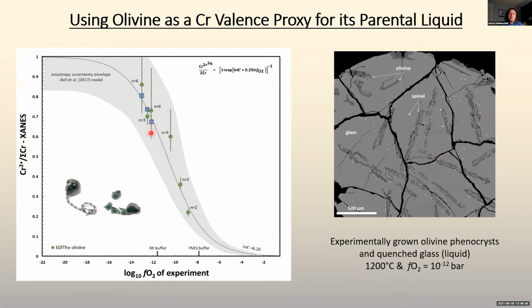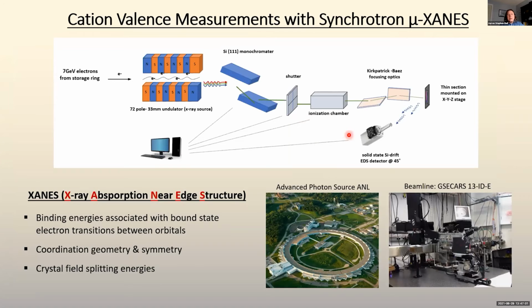And so you notice the experimental data only goes to the IW buffer. Essentially beyond this is where the melts begin to have ferric iron. And so if we were to measure chromium valence in the melt at those fO2s, we wouldn't see anything other than chromium 3 plus, as all the chromium 2 plus is basically destroyed on quench. Anyway, so how is it that we go about measuring chromium valence?